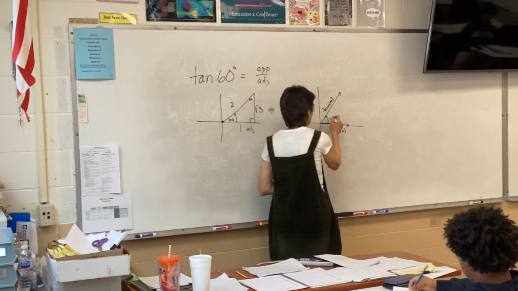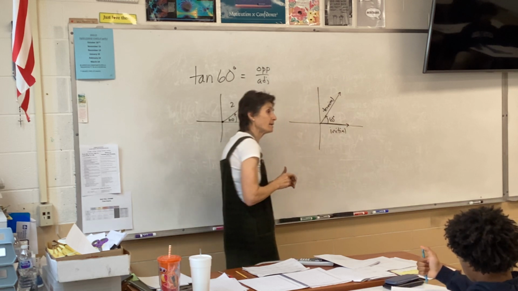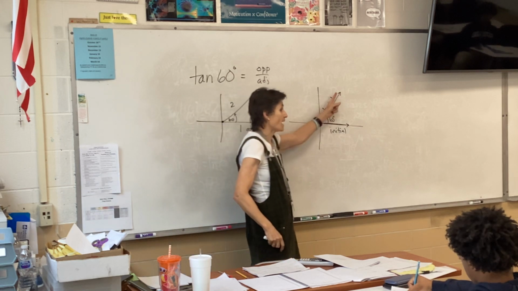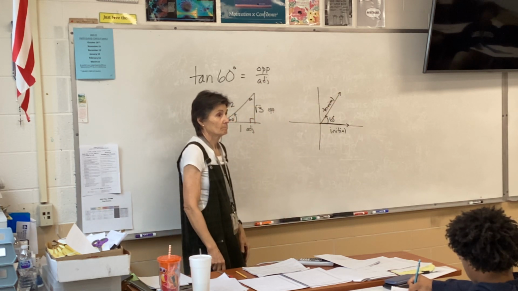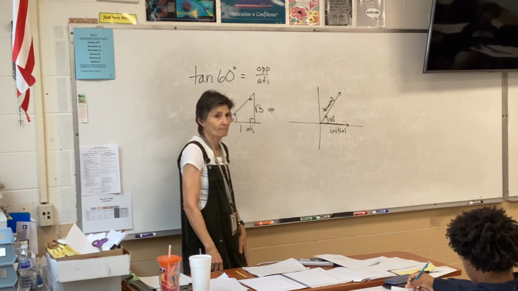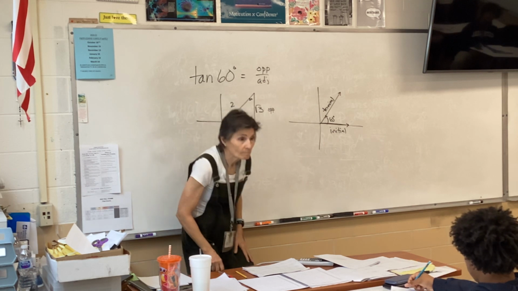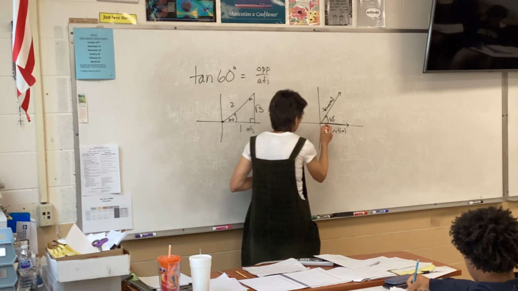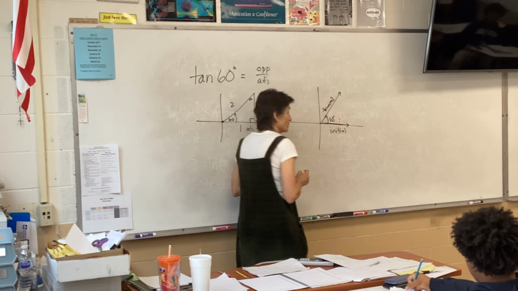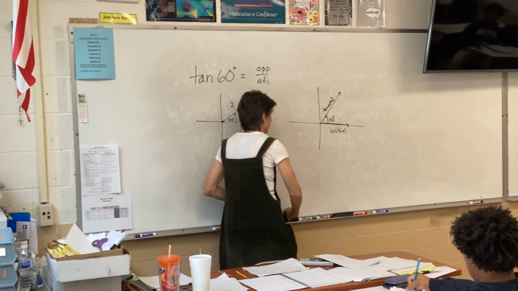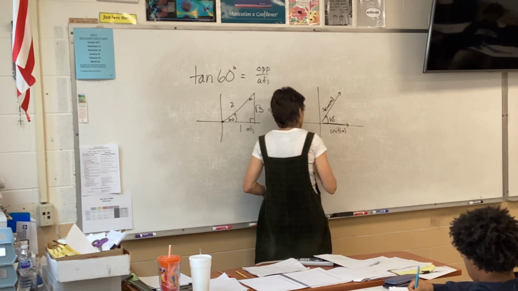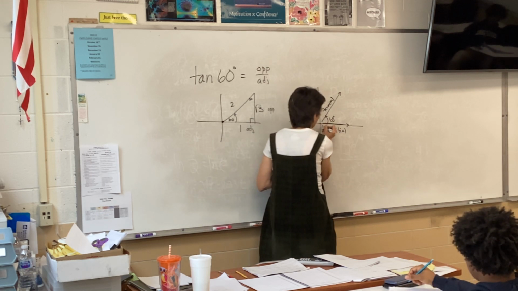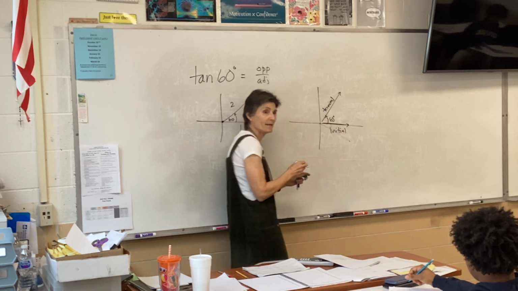So I'll just call this 60. Can you think of another angle that terminates on that ray? Get creative, there's lots of them. What? 30? No, 30 would terminate right here, so no. Negative 30? Now you're starting to think along the right lines, but negative 30 would look like this. It does not terminate on the same place.